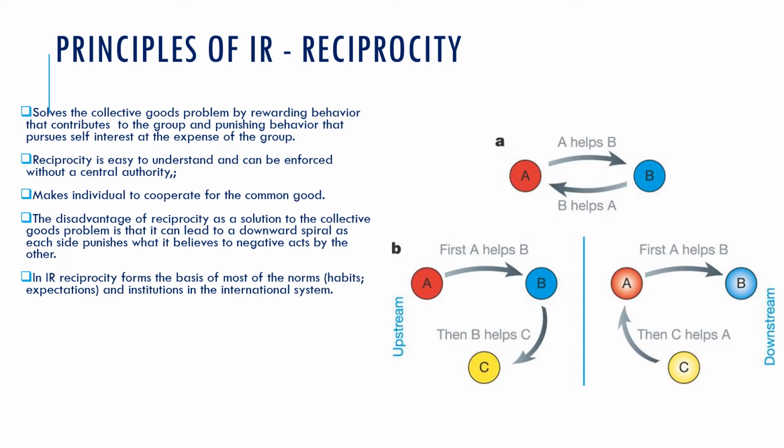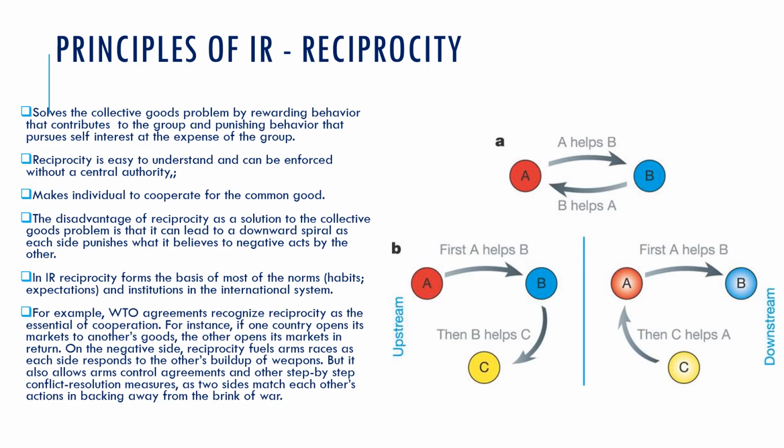So in IR, reciprocity forms the basis of most norms, habits, expectations, and institutions in the international system. We are going to speak about norms and institutions when we study the theories of international relations. The idea of norms and institutions is broadly discussed as part of the liberal and constructivist perspective, and we're going to work on it more.